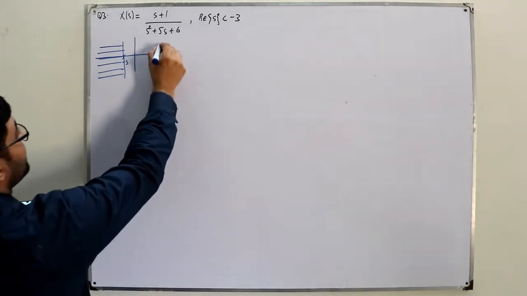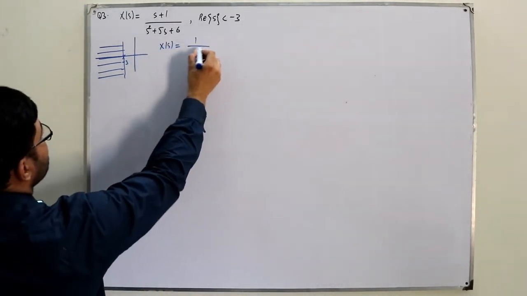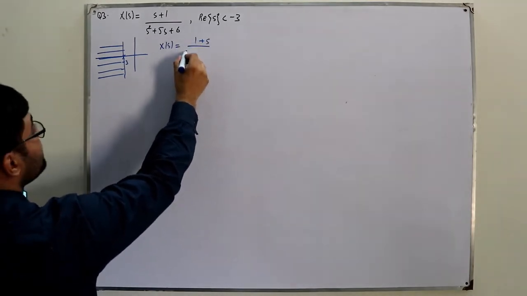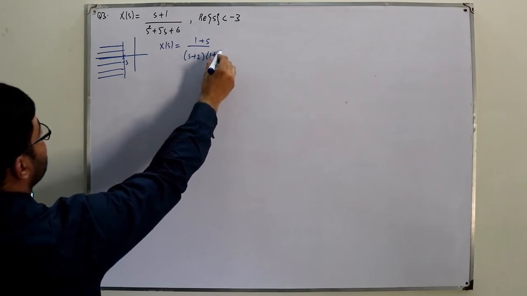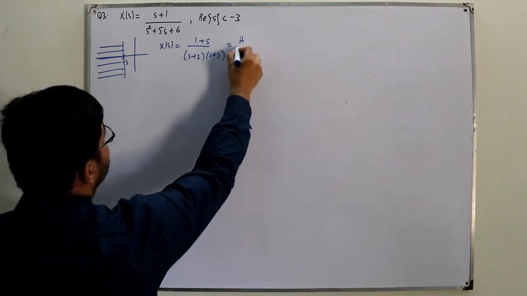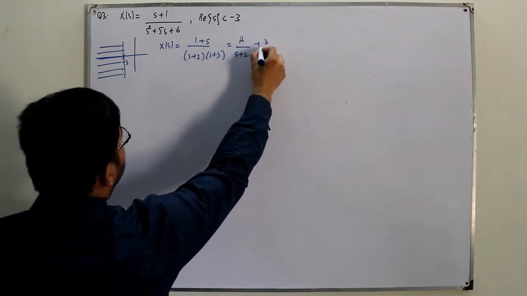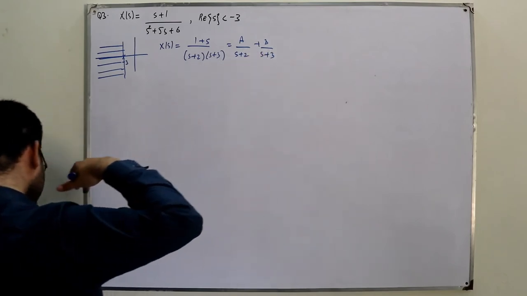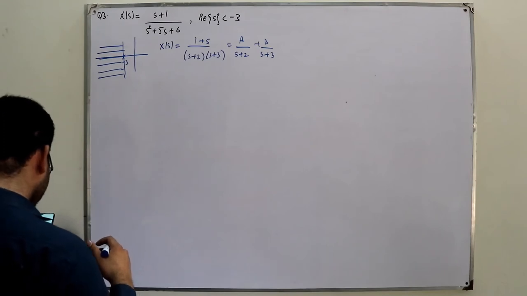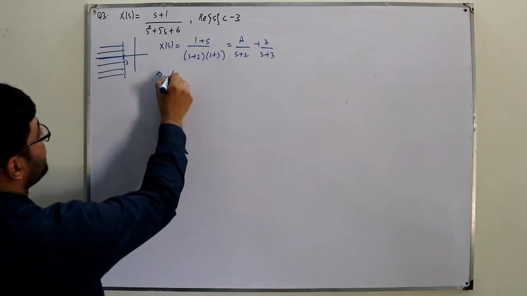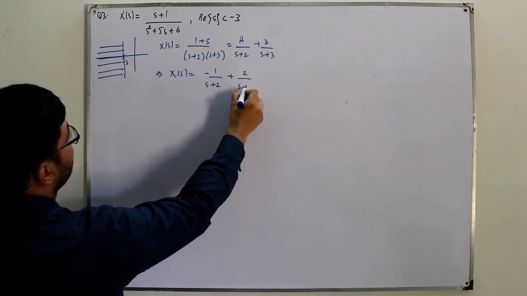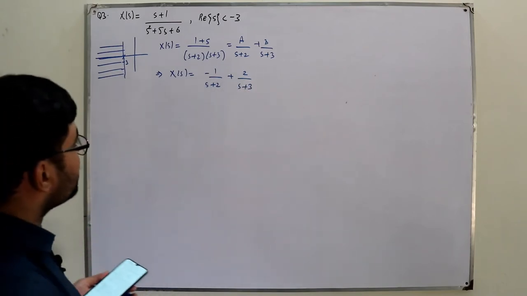So I could write my X of s as s plus 1 over s plus 2 into s plus 3, and then I could do it by the partial fraction expansion method, which means I could say further A over s plus 2 plus B over s plus 3, and you know how to simplify it yourself. You get the value of A as negative 1 and B as 2. So my X of s comes out to be negative 1 upon s plus 2 plus 2 upon s plus 3.